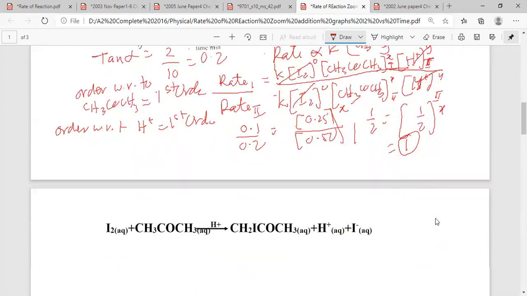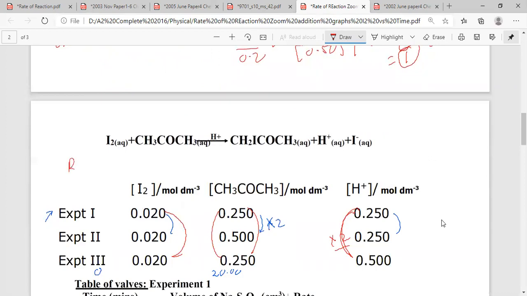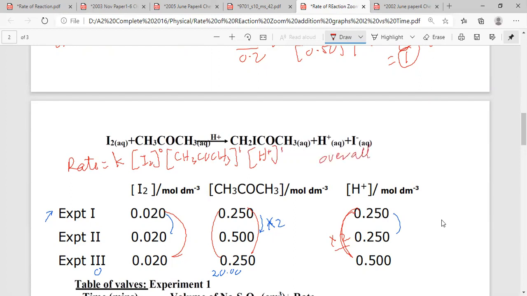Fantastic. So for this reaction, the rate equals k times the concentration of I2 to the power of zero, the concentration of propanone to the power of one, and H plus also to the power of one. The overall order is two. Understand? This is how you determine the order for each individual reactant for this reaction.